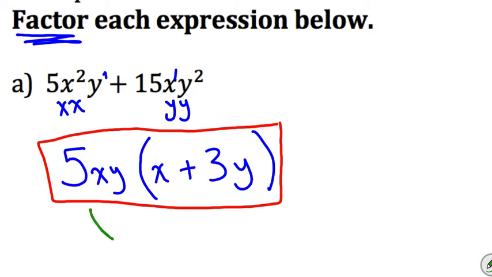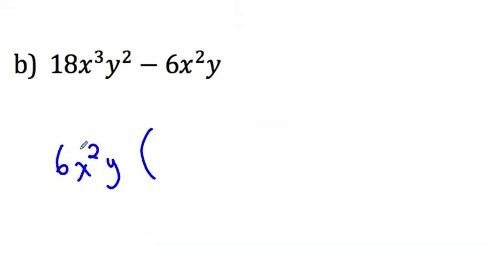We could take this and multiply it through. 5xy times x is 5x squared y. 5xy times 3y, 5 times 3 is 15. xy times y is xy squared. So you can multiply that back through and you should end up with what you started with. That's how you know you did it correctly. All right, let's move on to the next one here.